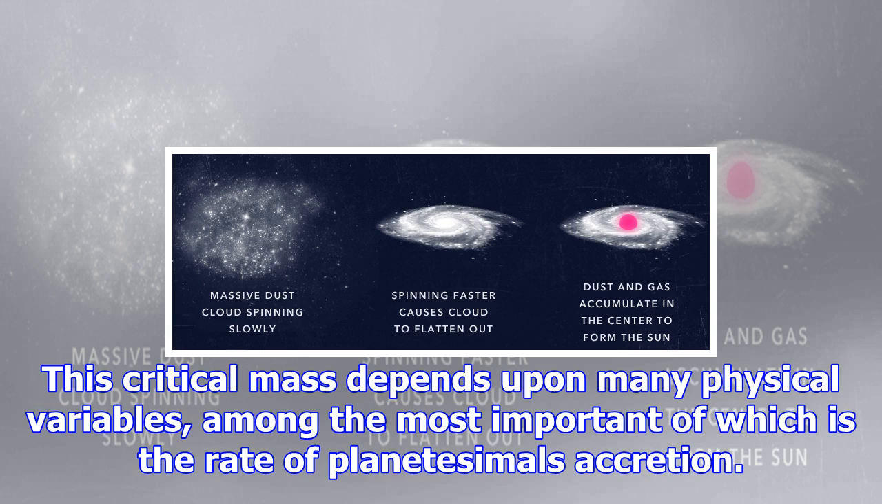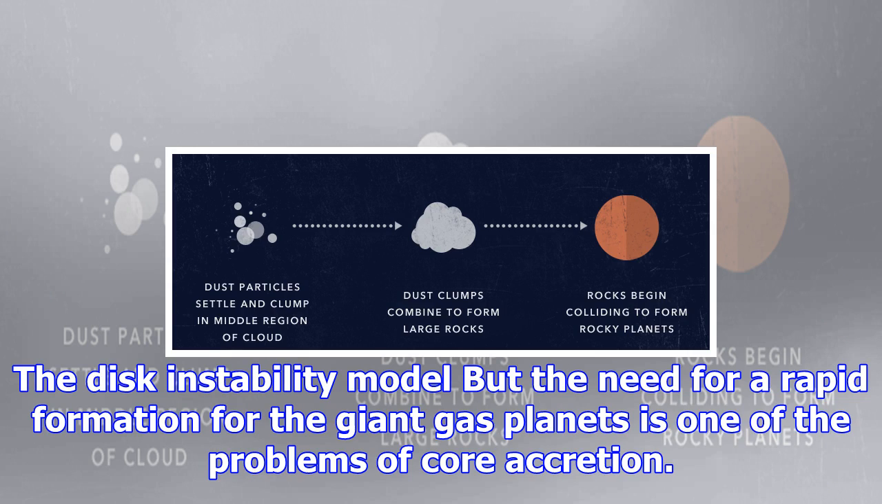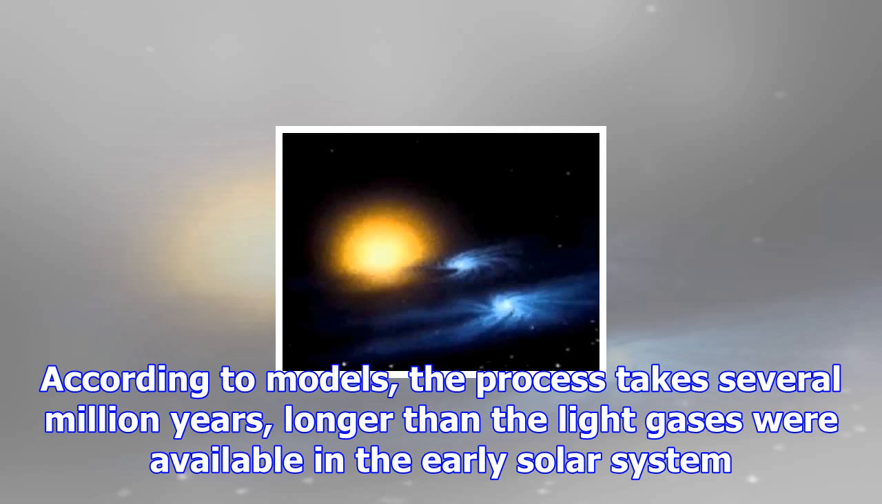"In the core accretion scenario, the core of a planet must reach a critical mass before it is able to accrete gas in a runaway fashion," said the CHEOPS team. "This critical mass depends upon many physical variables, among the most important of which is the rate of planetesimal accretion. By studying how growing planets accrete material, CHEOPS will provide insight into how worlds grow."